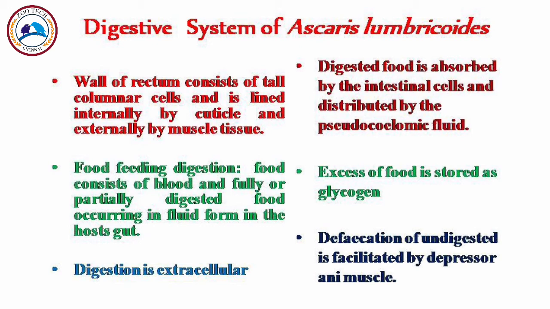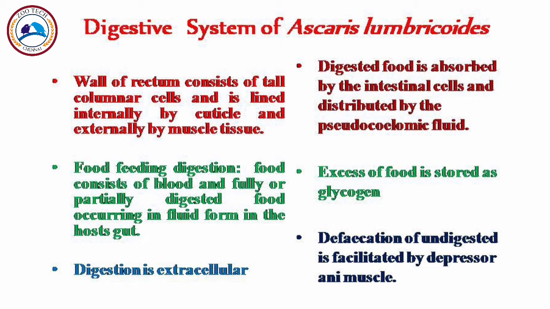Now, we'll talk about the food of Ascaris. What is the food of Ascaris? The food of Ascaris consists of blood and partially digested food occurring in fluid form in the host gut. How is the food sucked? It is sucked by the rhythmic pumping action of the pharynx.